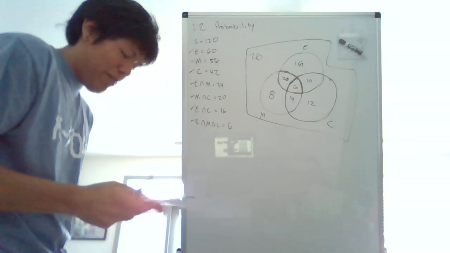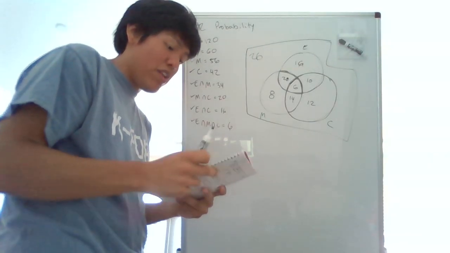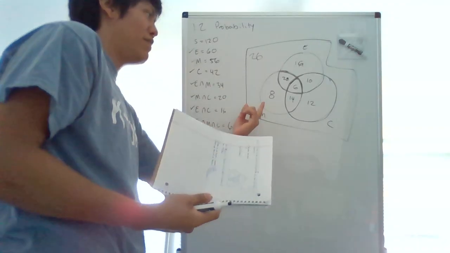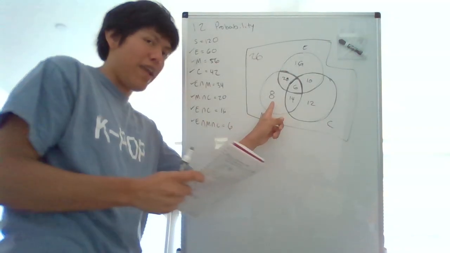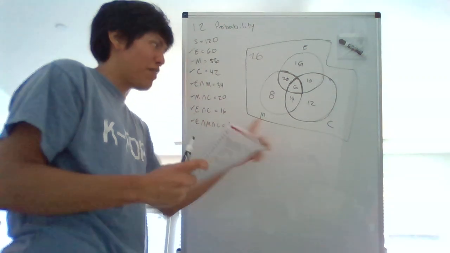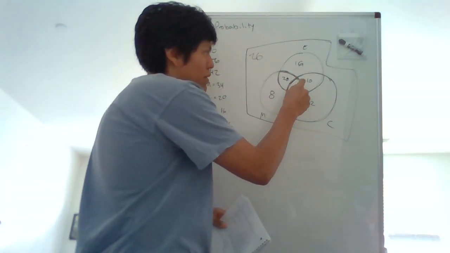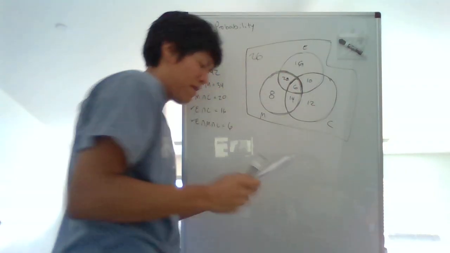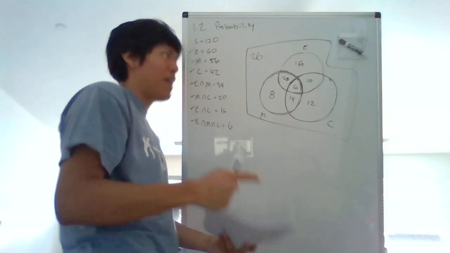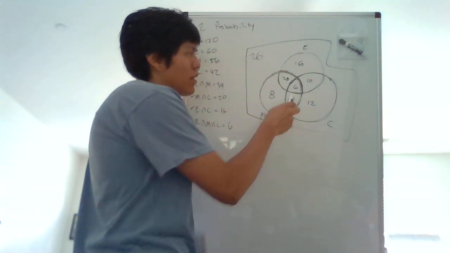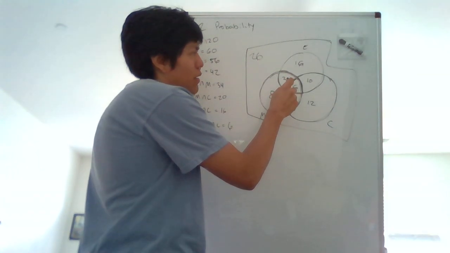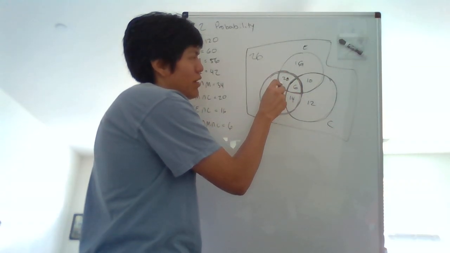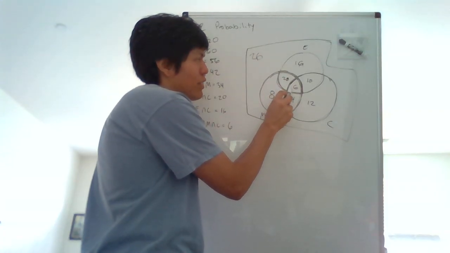The next question is, how many students took math but not English or chemistry? And this one very obviously is 8. How many students took math? So we look at the math circle, which is all of this, but did not take English or chemistry. So right here is where math and English intersect. So we cannot count either of these two sections.